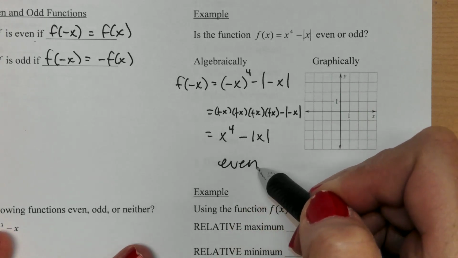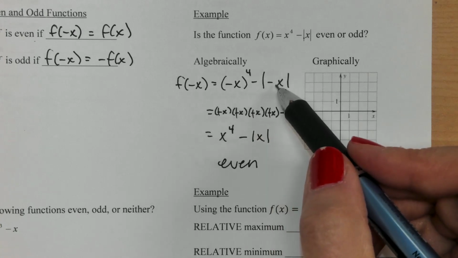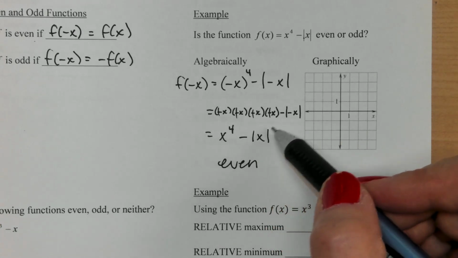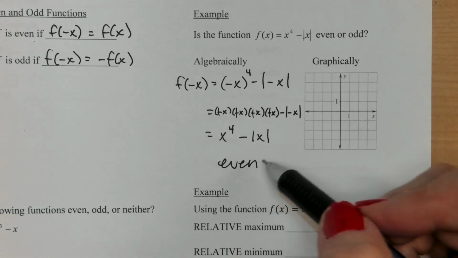So this is an even function. I plugged in a negative number. Sorry, I plugged in a negative x. I simplified, and I got back the exact same function. So this is going to be an even.